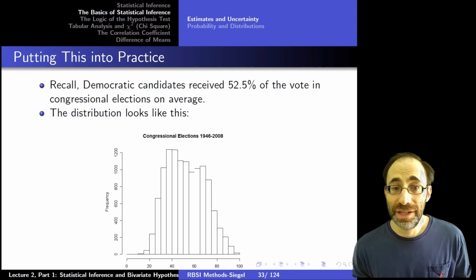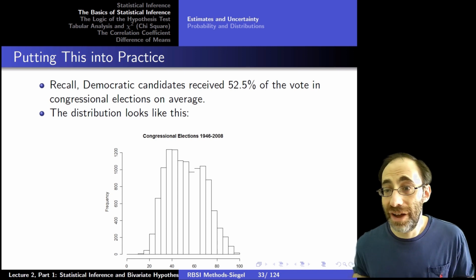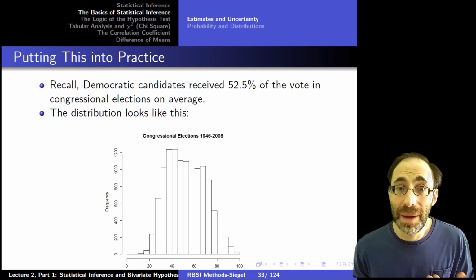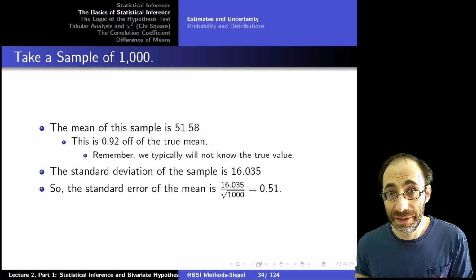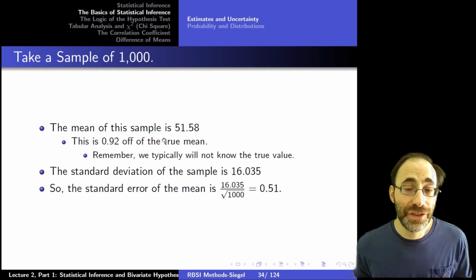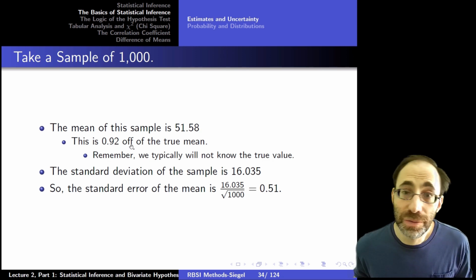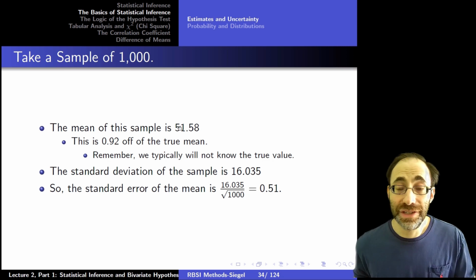So let's go back to the example from last time. Remember, the Democratic candidates received 52.5% of the vote in congressional elections on average. That was this distribution in the population. We can take a sample of 1,000 elections, get a mean of 51.58. This is 0.92 off the true mean. Now remember, we won't normally know that. We'll only have the sample mean. We won't know the population at all.